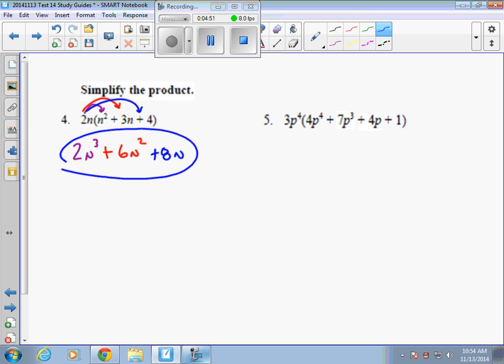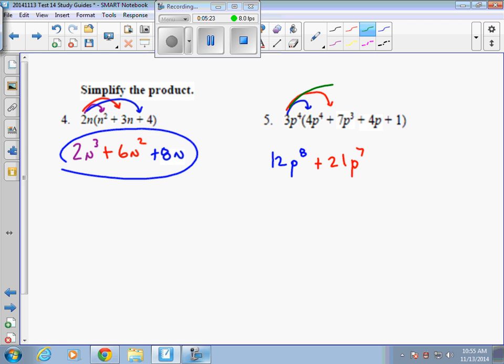Do the same thing with number 5. 3p to the fourth times 4p to the fourth. 3 times 4 is 12. p to the fourth times p to the fourth, you add them, you get p to the eighth. Distribute 3p to the fourth times 7p to the third. 3 times 7 is positive 21. p to the fourth times p to the third, you add 4 and 3 to get p to the seventh.